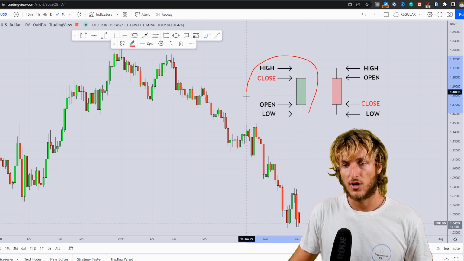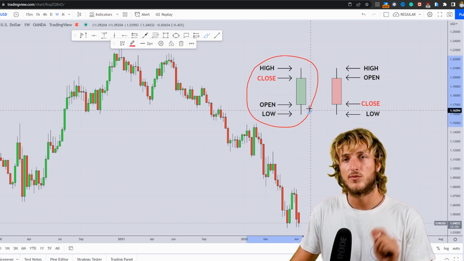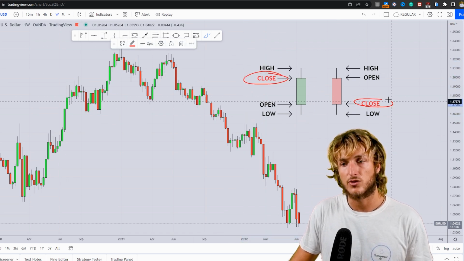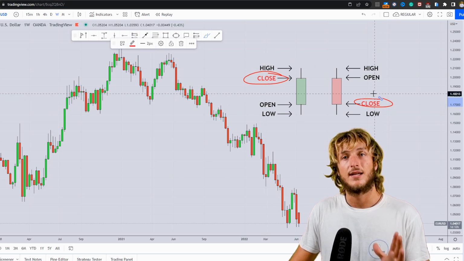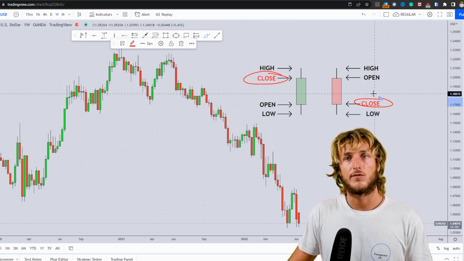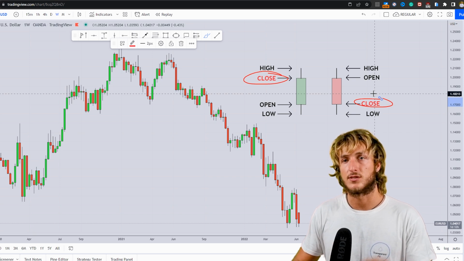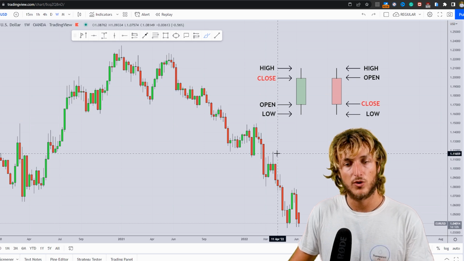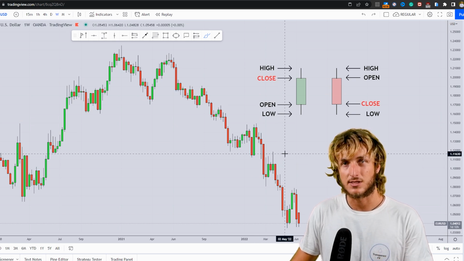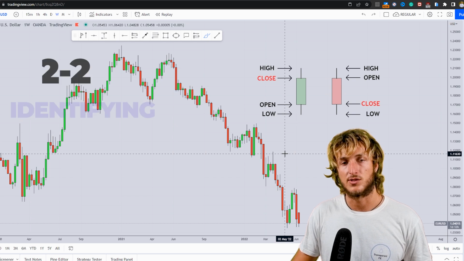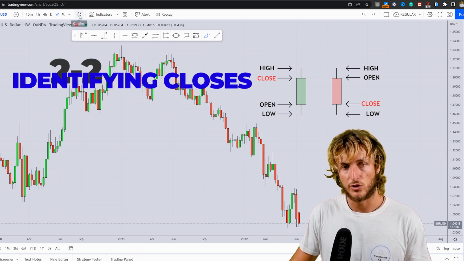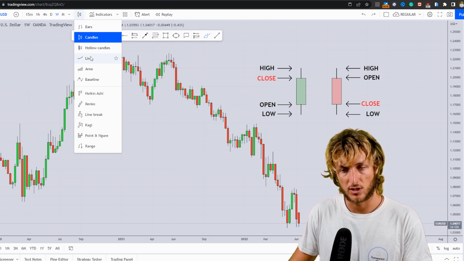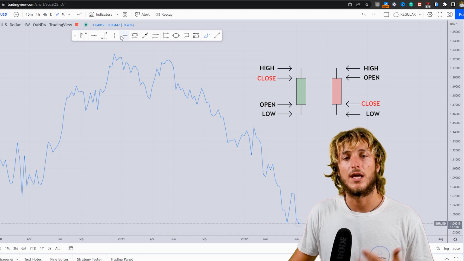So let's say here you have this green candle. The most important thing that you have to take out is the close, okay? The closes are extremely important because they give you the strongest levels of support and resistance in the market. So when you're looking at any candlestick chart, what you want to know is where the closes are. Now, there is a trick to identify the closes. If you go to the chart, you can switch from candlestick chart to line chart. Line charts will show you the closes.